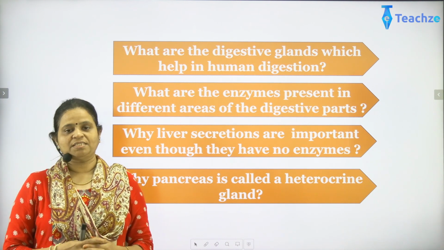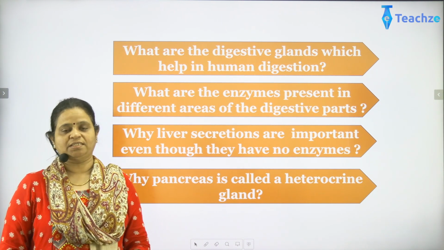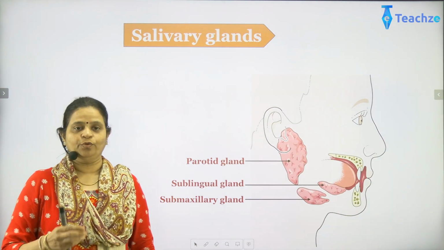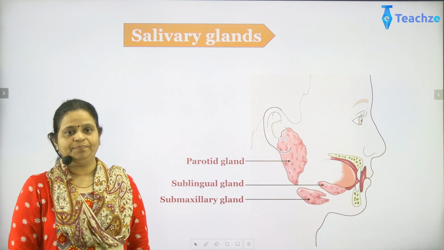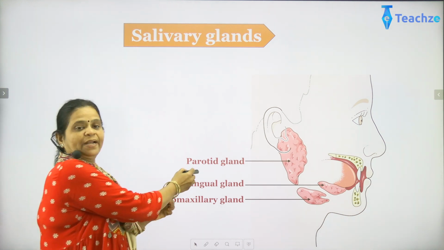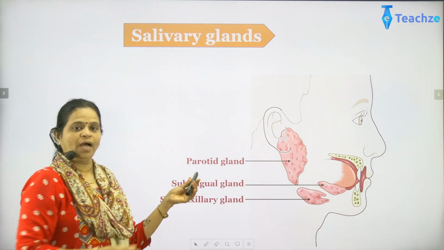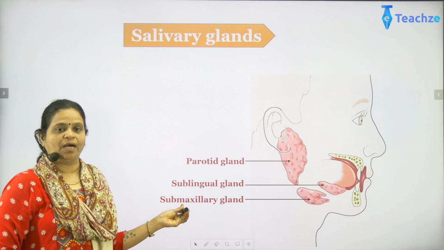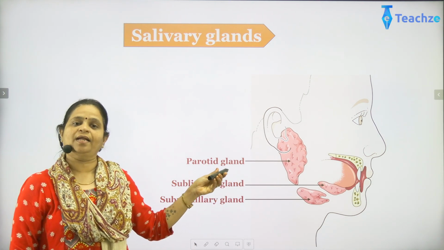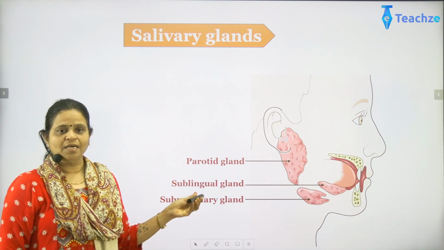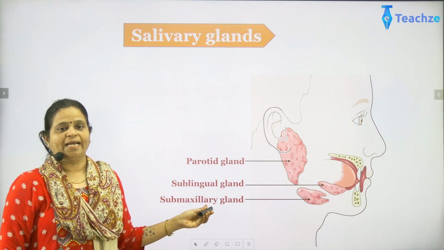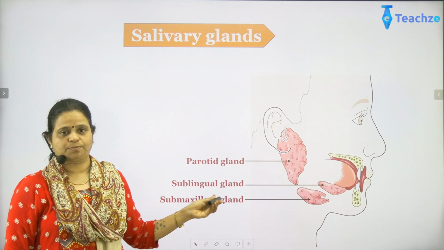Now, to understand these topics, let's look at the first digestive gland, which is called the salivary glands. On the screen, you find that there are three different salivary glands here. You have the parotid gland, the sublingual gland, and the submaxillary gland. The parotid glands, as you can see in the picture, are in front of the ears, and the sublingual and submaxillary glands are placed one below the tongue and the other on the side of the jaws respectively.